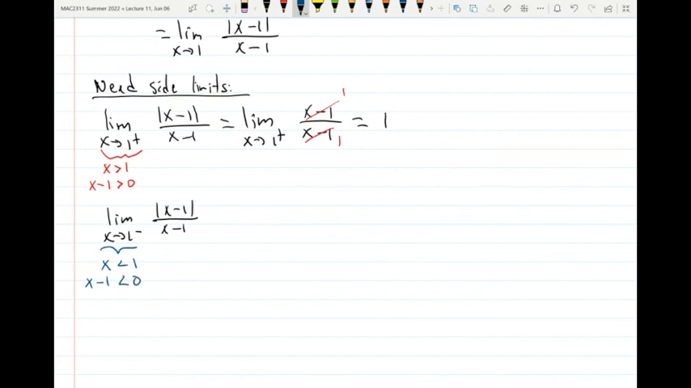Yes? So if the stuff inside the absolute value is negative, what happens if we remove the absolute value? We need to make it positive. How do you make something positive? Negative and negative. If negative 1 divided by negative 1 there, it turns into a positive, right?